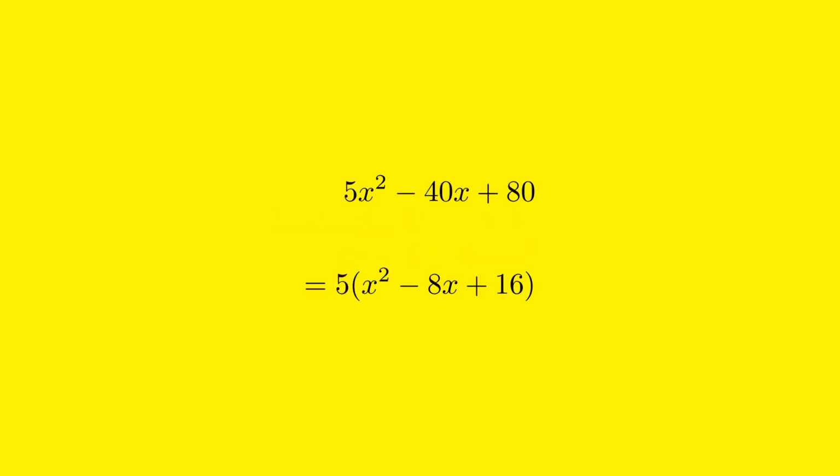To factorize the equation 5x squared minus 40x plus 80, we begin by identifying the greatest common factor for all three terms. The common factor for 5x squared, minus 40x, and plus 80 is 5. We then divide each term in the equation by 5. This step transforms the expression into 5 times the quantity x squared minus 8x plus 16. By factoring out the greatest common factor, we have simplified the equation into a more manageable form.